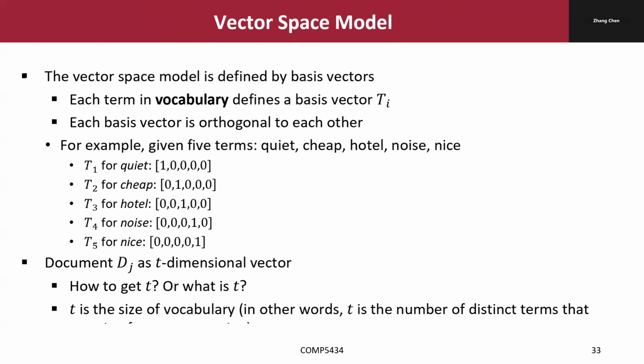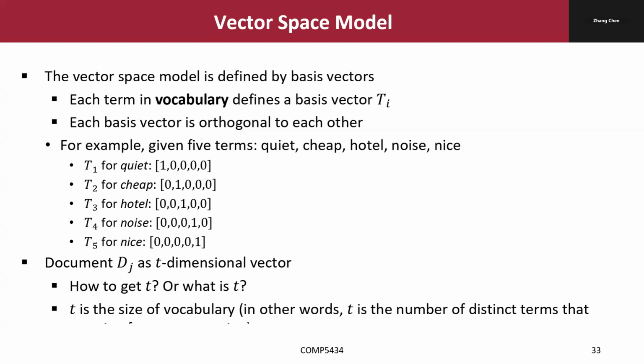So now let's explain a little bit more on what these vectors really mean. The idea is called the vector space model. In a vector space model, each word in the vocabulary becomes one dimension. You can think of each word as one axis in a high dimensional space. For example, our vocabulary includes 5 words: quiet, cheap, hotel, noise, nice. So we have a 5-dimensional space, and each of these words defines a base vector, which means one dimension.